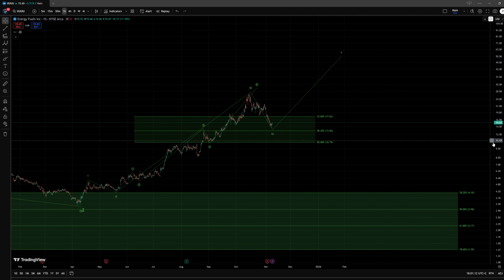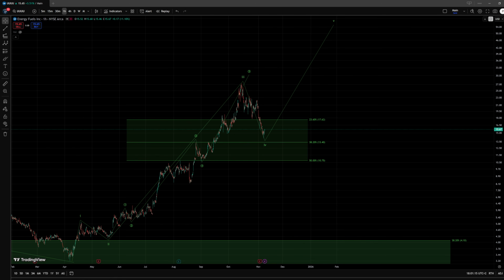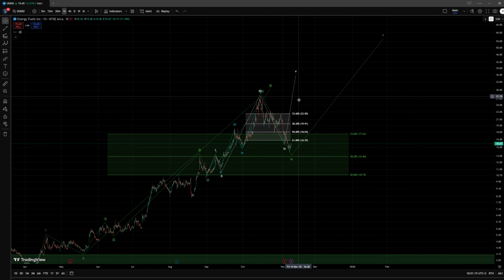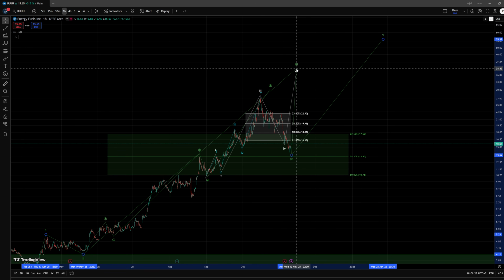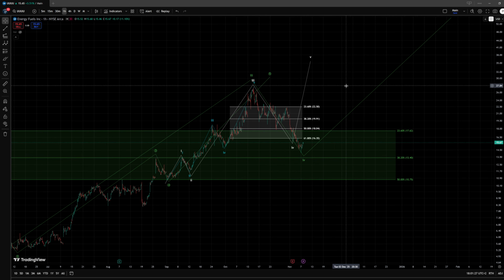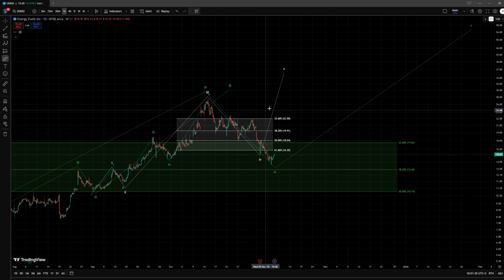Now, in the shorter time frame, we have been exploring in the previous videos the possibilities of extending further here within this white scenario, extending this larger wave 3, and it appears that we have ended up breaking the support zone that we were tracking for this scenario, and it isn't fully unexpected.